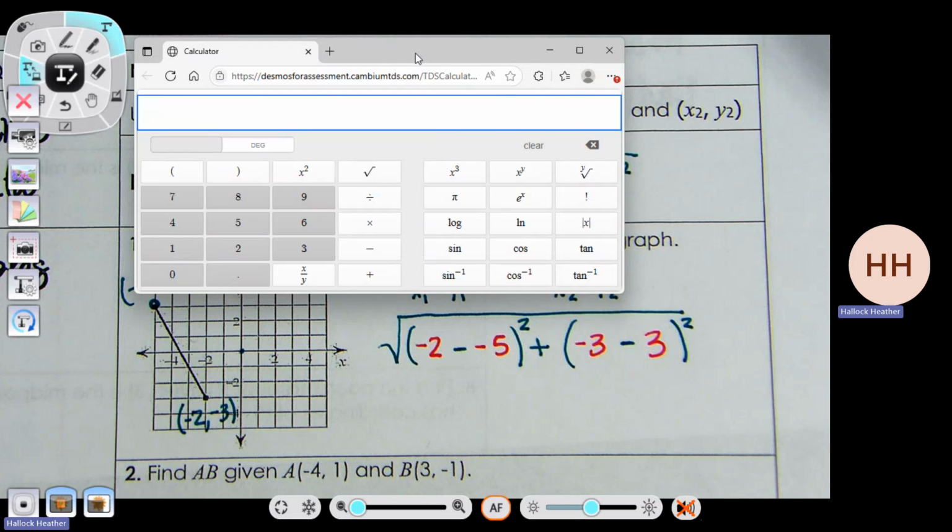This is the calculator you get on the EOC if you don't bring your handheld. So this one, we're just going to type it in. You got to start with the square root because everything's got to go underneath the square root symbol. Got it.